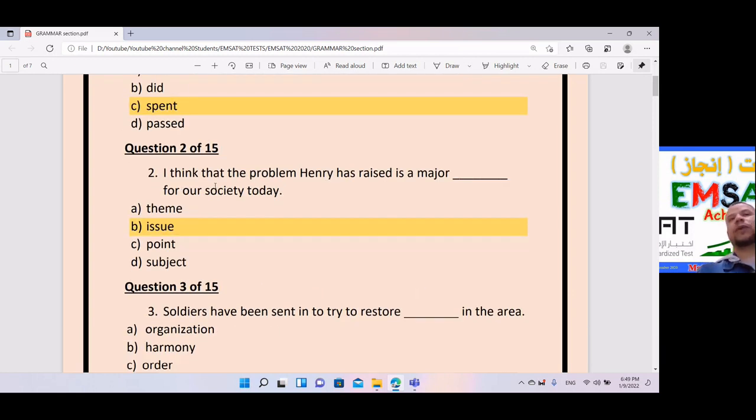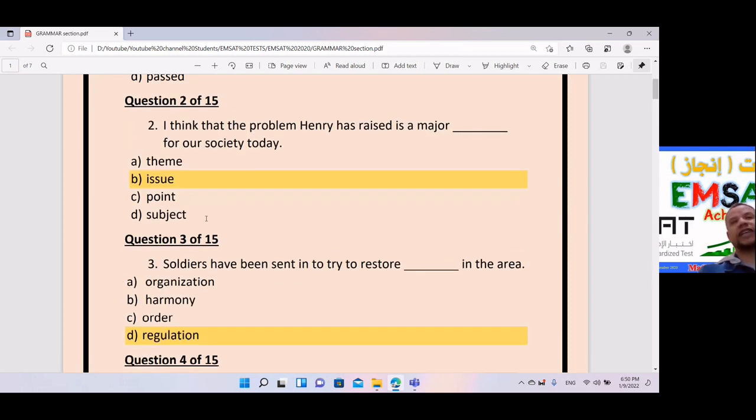Question 2: I think that the problem Henry has raised is a major blank for our society today. Is it a major point, or a major subject, or a major theme? If you have talked about one topic in general, the answer is issue. A problem is not just one sentence; if you want to explain a problem, we talk about one paragraph at least, or more than one paragraph, to explain what the problem is. So it's a topic. If you want to talk about a topic, it's issue. So a major issue, not point. What you can see here is the close meaning of the answers. So take care of this point, please. And we need the best answer, not just a correct answer.